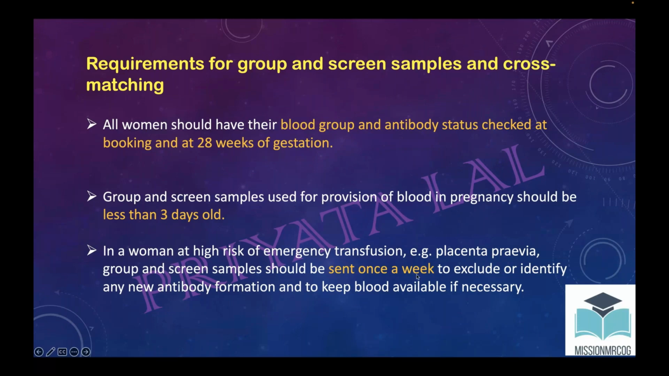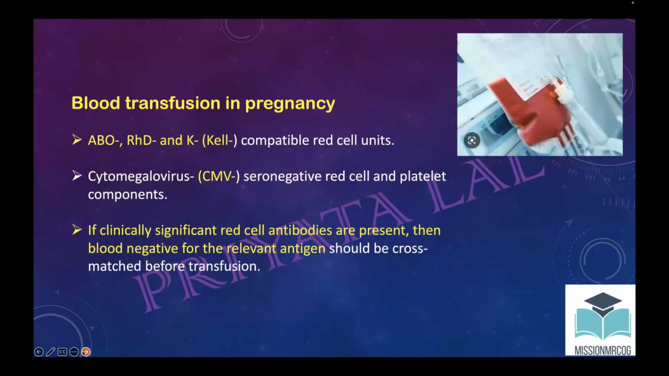Now blood transfusion in pregnancy, this I have spoken previously also. Ideally it would be matched with ABO, Rh typing, K negative and CMV negative. So these are the requirements for the ideal blood transfusion in pregnancy. But if clinically significant antibodies are there, then blood negative for that particular antigen is to be cross matched. Otherwise, we know there would be a hemolysis reaction.